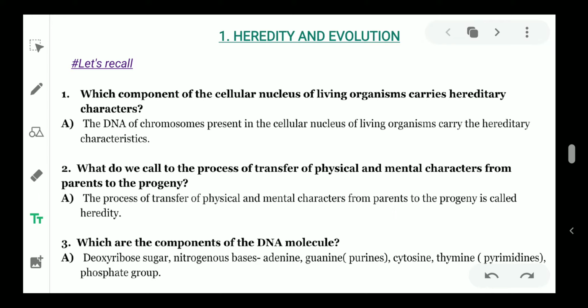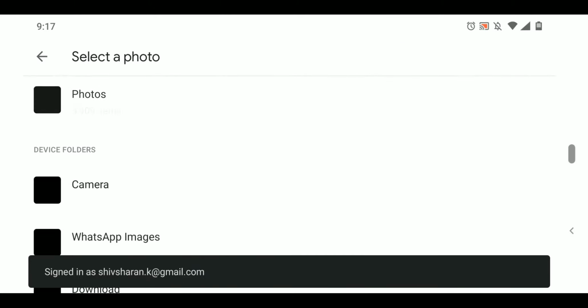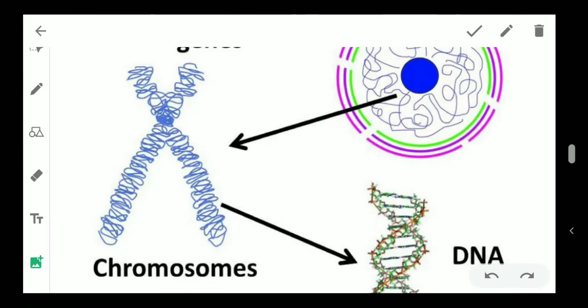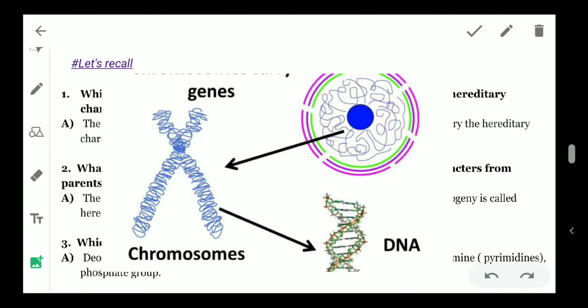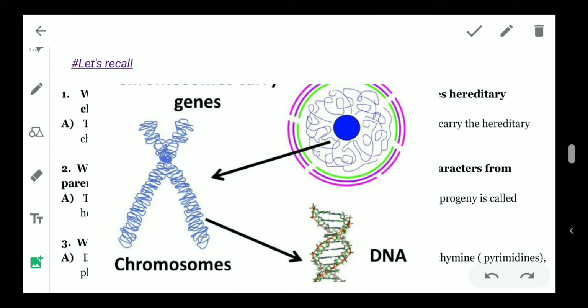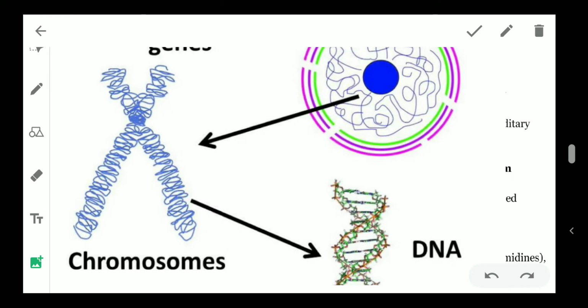Okay, which component of the cellular nucleus of living organisms carries hereditary characters? So, which is the component? It is nothing but the DNA. Okay, DNA carries that hereditary character. Okay, where is DNA present? DNA is present in the chromosomes, and chromosomes are present where? In the nucleus.